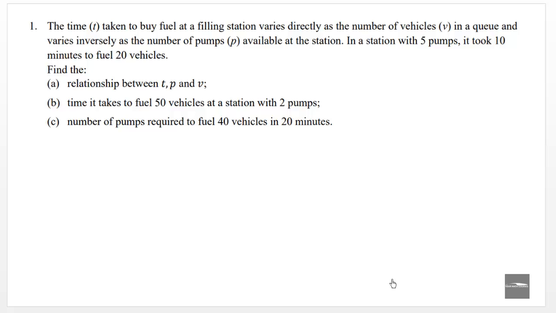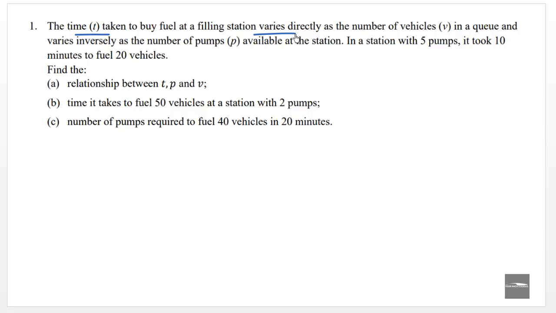The time taken to buy fuel at a filling station varies directly as the number of vehicles V in a queue and varies inversely as the number of pumps P available at the station. In a station with 5 pumps, it took 10 minutes to fuel 20 vehicles. We have to find the relationship between T, P, and V. Then, the time it takes to fuel 50 vehicles at the station with 2 pumps. And the number of pumps required to fuel 40 vehicles in 20 minutes.